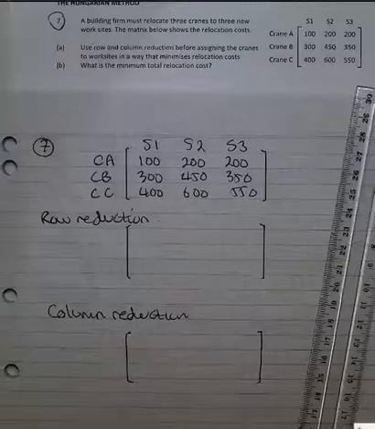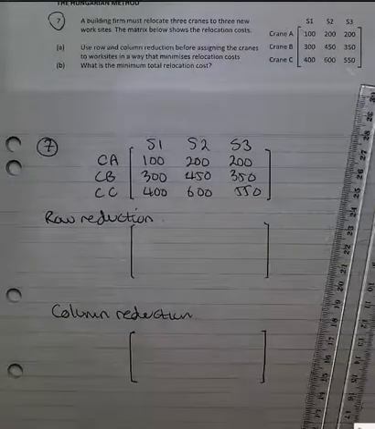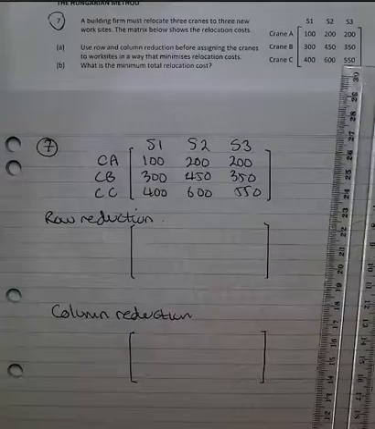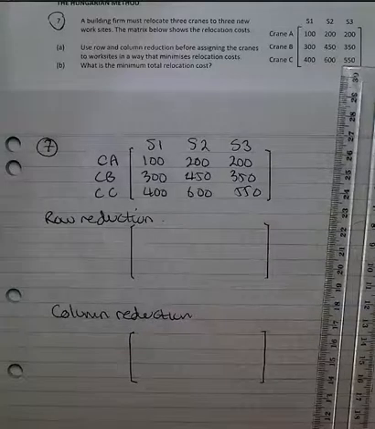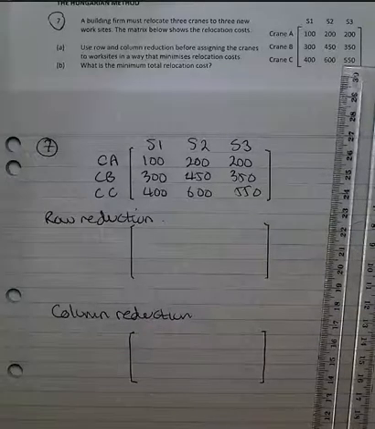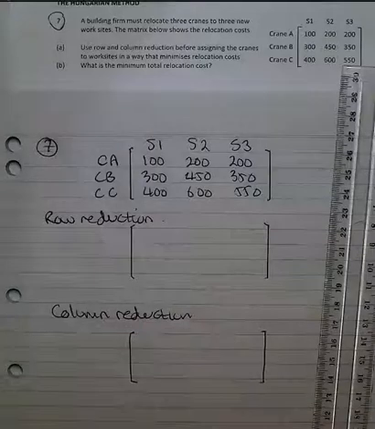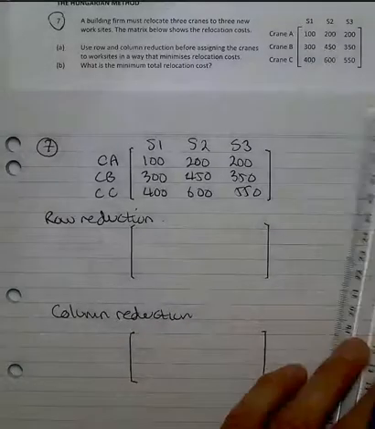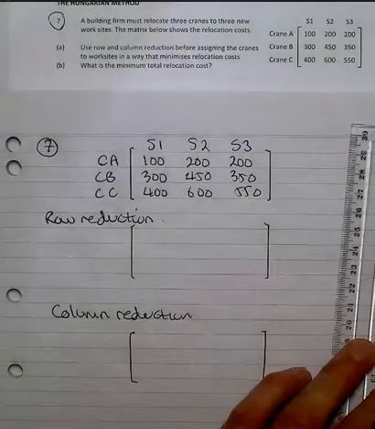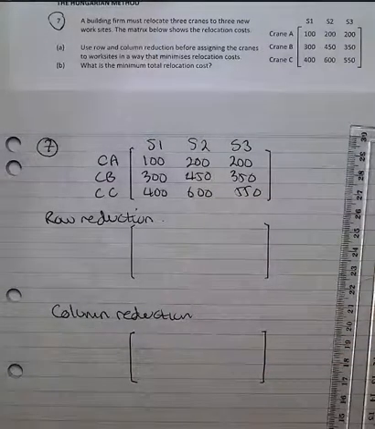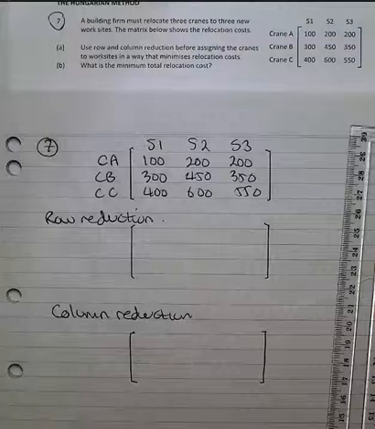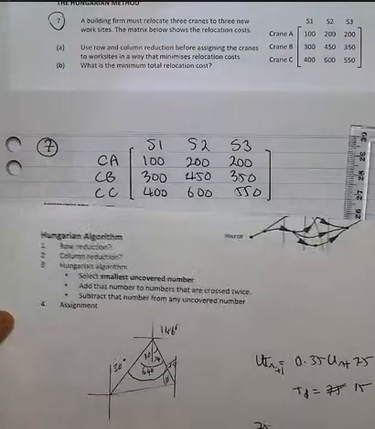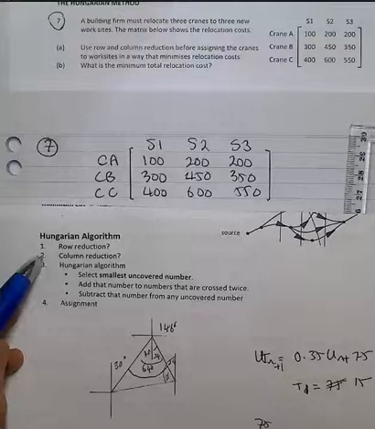Now, as you may have seen from question 6, there will come times where we've got to use a bit more processing skills and steps in order to allocate a person to a particular job and to minimise as we go. Now, in question 7, you're looking at a building firm having to relocate 3 cranes to 3 new work sites. We're going to make use of a process called the Hungarian algorithm, or the Hungarian method. It takes place in up to 3 different process steps.